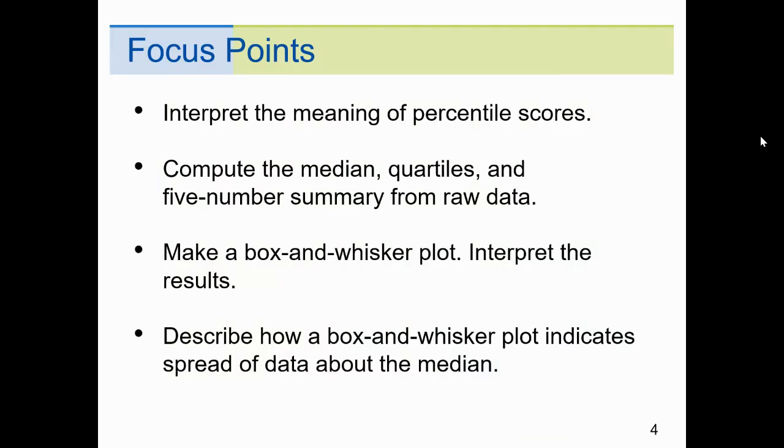Focus points: interpret the meaning of percentile scores, compute the mean, the median, quartiles using what's called a 5-number summary, make a box and whisker plot. I'll talk about it; you don't really have to make it. All you need to know is the 5 values that comprise that box and whisker, which is the smallest value, quartile 1, the median, which is known as quartile 2, quartile 3, and obviously the largest number in the data set.